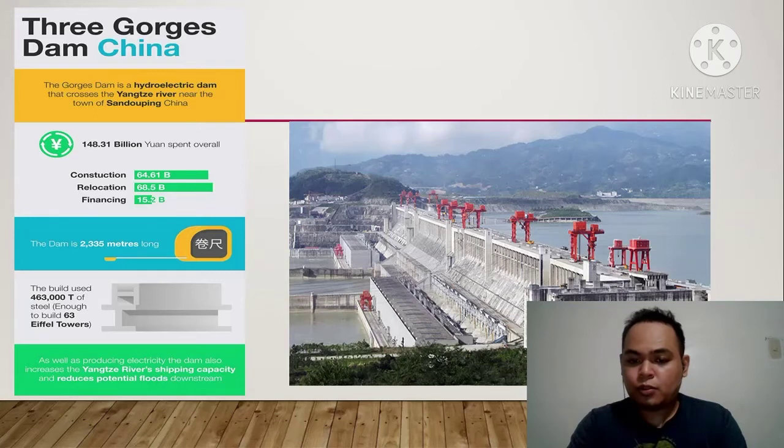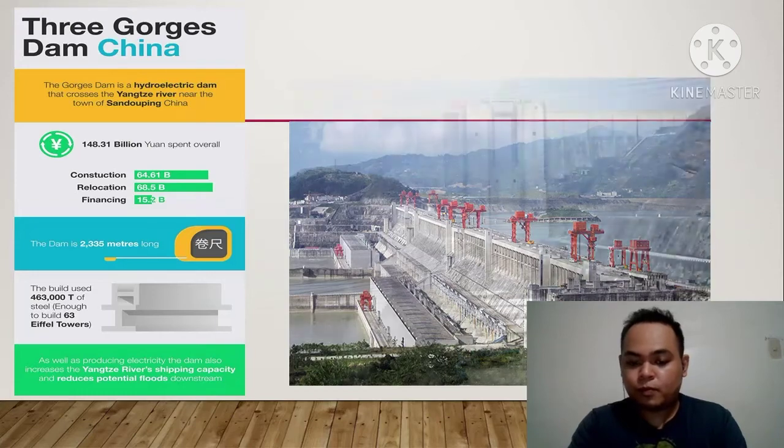The dam measures 2,335 meters long. The build on this project used 463,000 tons of steel, and that is enough to build 63 Eiffel Towers. Aside from producing electricity, the dam also increases the Yangtze River shipping capacity. It also helps reduce potential floods downstream.